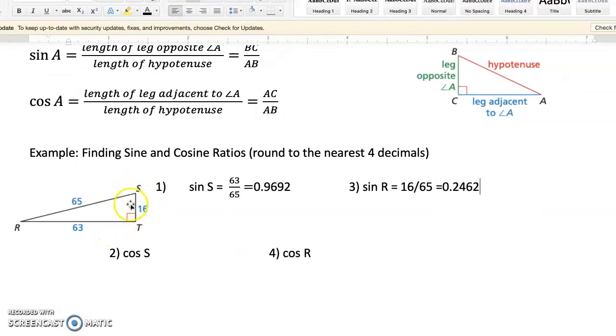The last one is cosine. So if we're dealing with the cosine of S, the only difference is the adjacent side is going to go in the numerator. So if we're looking at angle S, the adjacent side is 16 and the hypotenuse is 65. And would you look at that? We already found that simplification right here. So we can just copy over that answer because that division isn't going to change. And when we deal with the cosine of angle R, the adjacent side is 63 and the hypotenuse is still 65, which again, we did that math already.